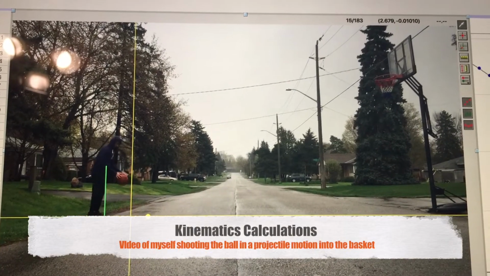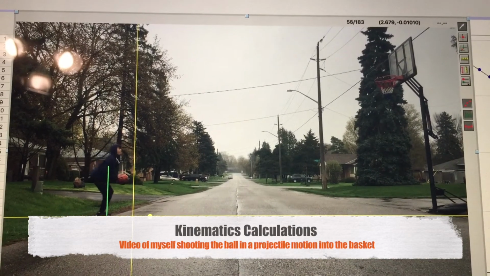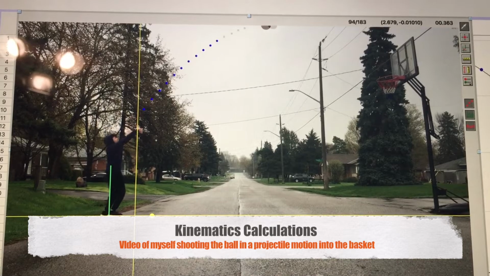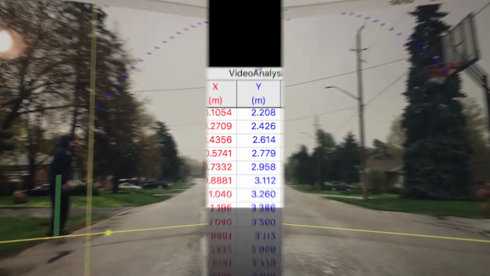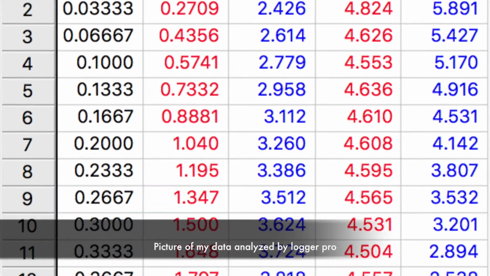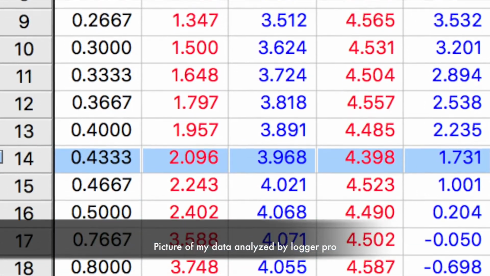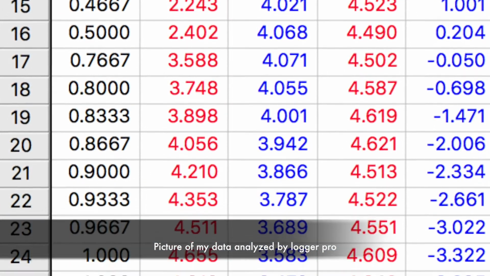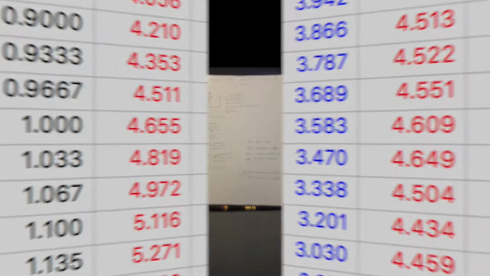For my kinematics calculations, I've recorded myself taking a shot in basketball. I've then inputted this video into Logger Pro, which has analyzed the video and has given me the total time taken, as well as the distance and speed both vertically and horizontally.